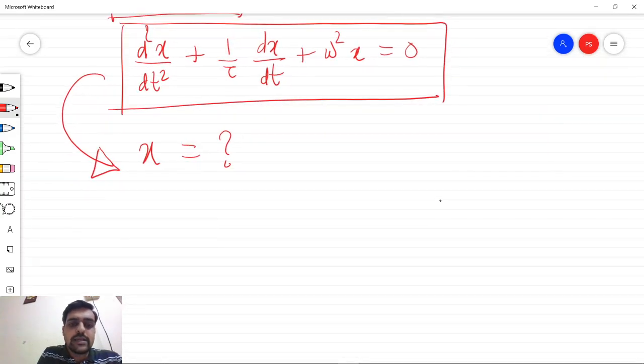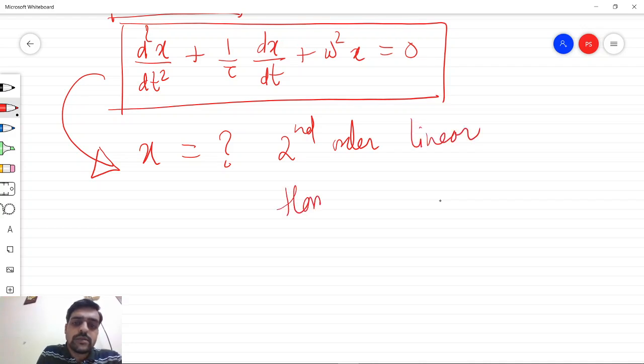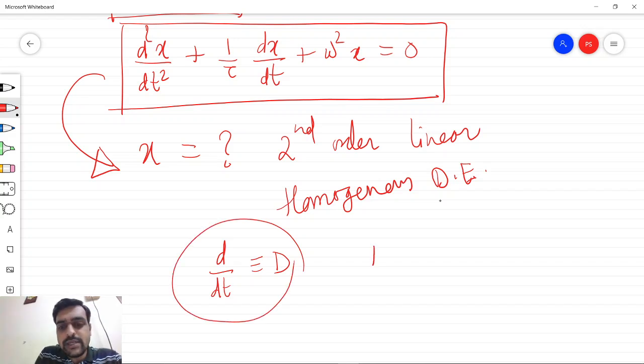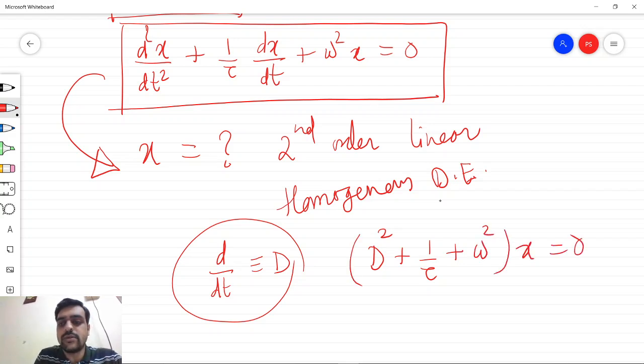Now this is a typical second order linear homogeneous differential equation, and there are standard techniques to solve it. We can replace d by dt by capital D, which is just a notation, which gives us D squared plus 1 by tau D plus omega squared, acting on x, equal to 0.